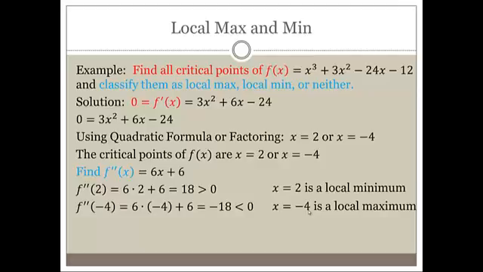So we found our two critical points, x equals 2 and x equals negative 4, then classified them using the second derivative test to find that x equals 2 is a local min and x equals negative 4 is a local max.